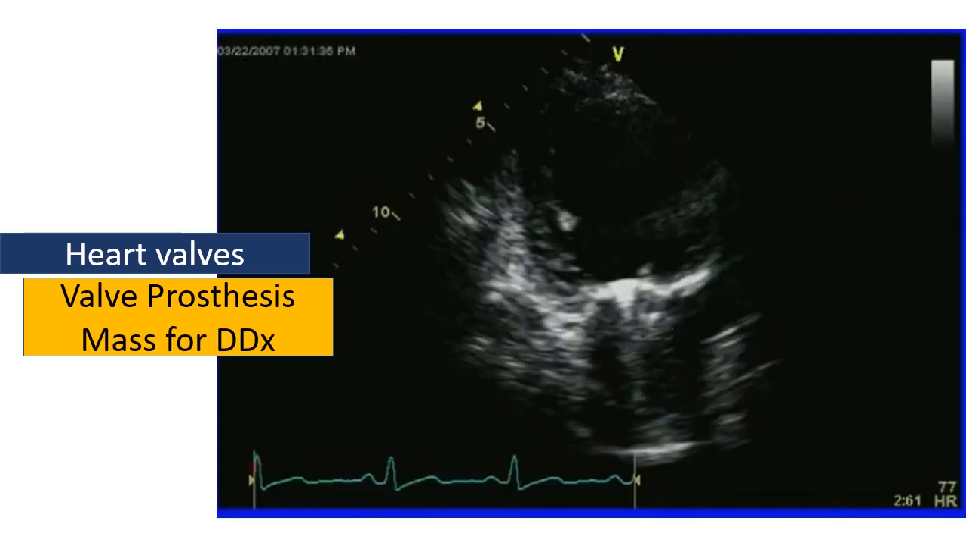And here you can identify this is the prosthesis and these are the reverberations from the metal of the mitral valve prosthesis. And you can see here the presence of a small mass that needs to be investigated more by transesophageal echo for the possibility of thrombus or vegetation. It will be more evident in the transesophageal echo.